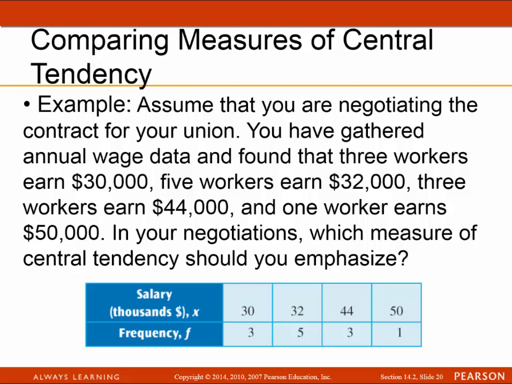Now, assume that you're negotiating a contract for your union. You have gathered annual wage data and found that 3 workers earn $30,000, 5 workers earn $32,000, 3 workers earn $44,000, and 1 worker earns $50,000. When you're negotiating, which measure of central tendency should you use? The mean, the median, or the mode?